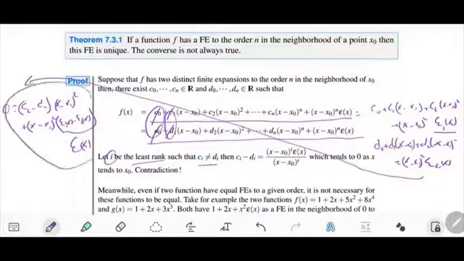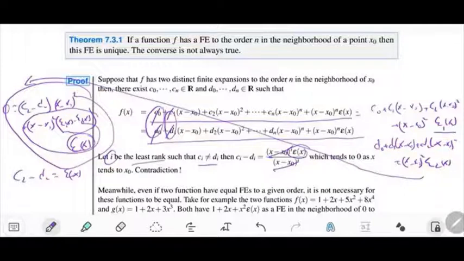So this can be rewritten as c2 minus d2 equals, I will take this to the other side, minus, and I will put the minus within the epsilon, so it will be epsilon of x times (x minus x0) to the power 2 over (x minus x0) to the power 2. So I simplify the (x minus x0) power 2, and I will have epsilon of x, which is something that goes to 0 as x tends to x0. It means that as x tends to x0, ci will be equal to di, which is impossible since ci is different than di. That's why we cannot have two expansions to the order n of the same function at a point x0.